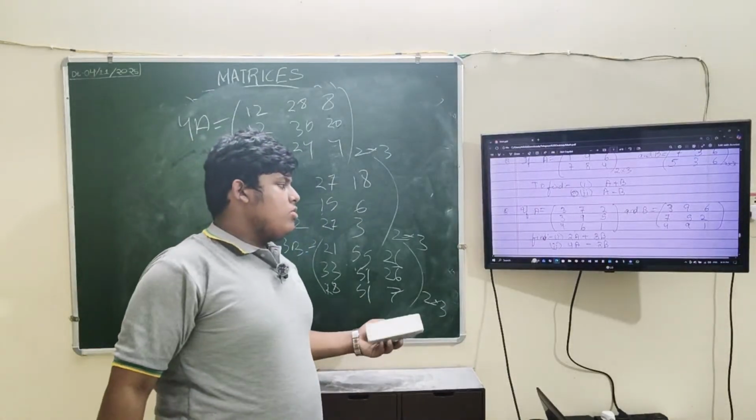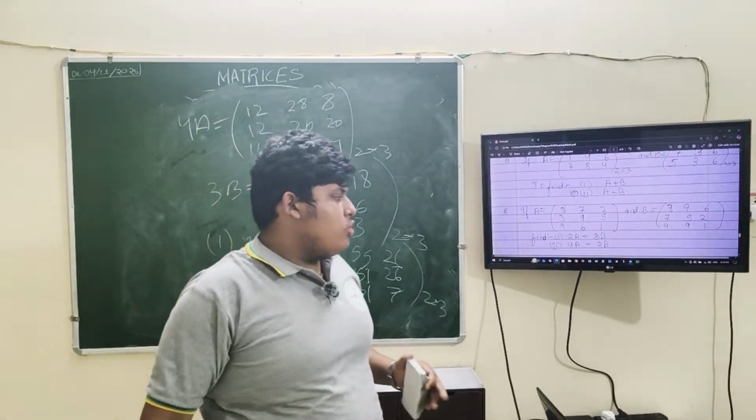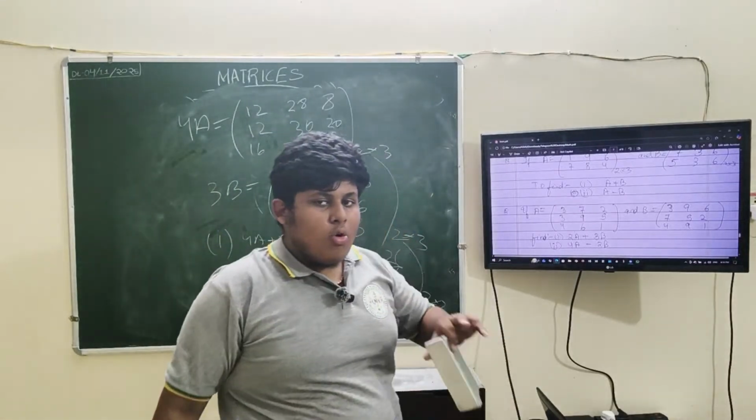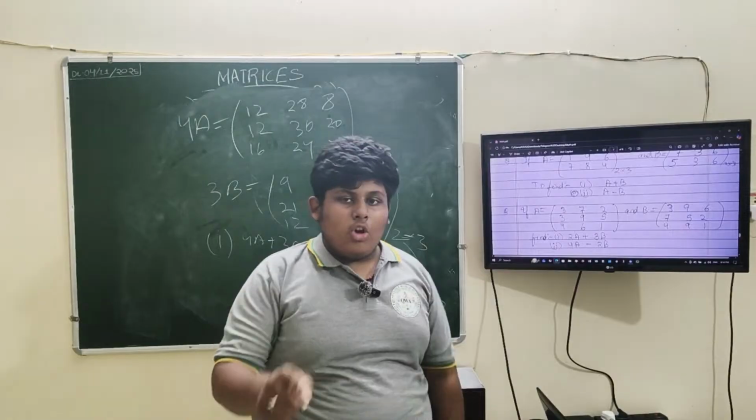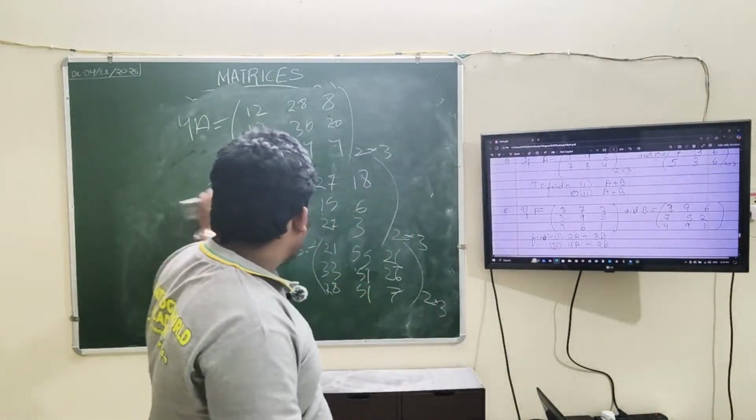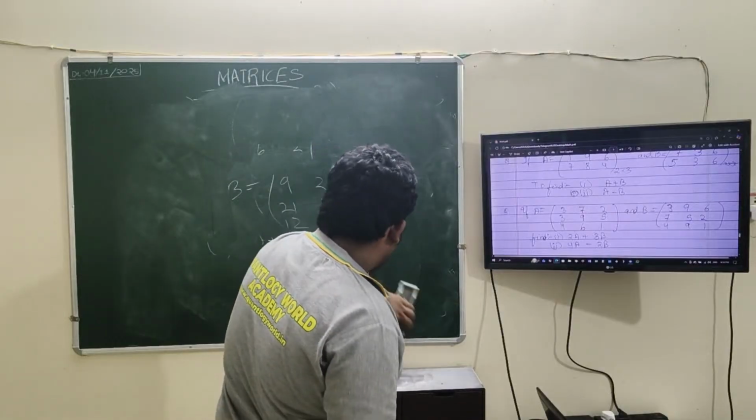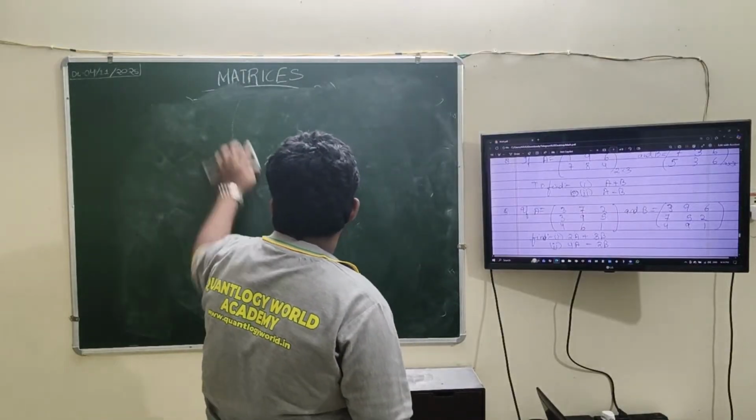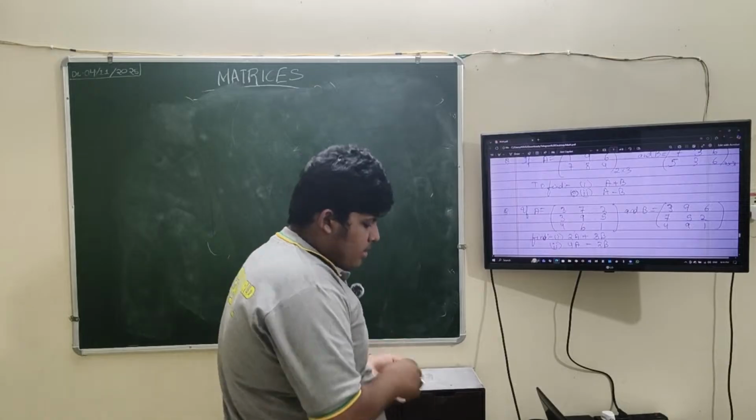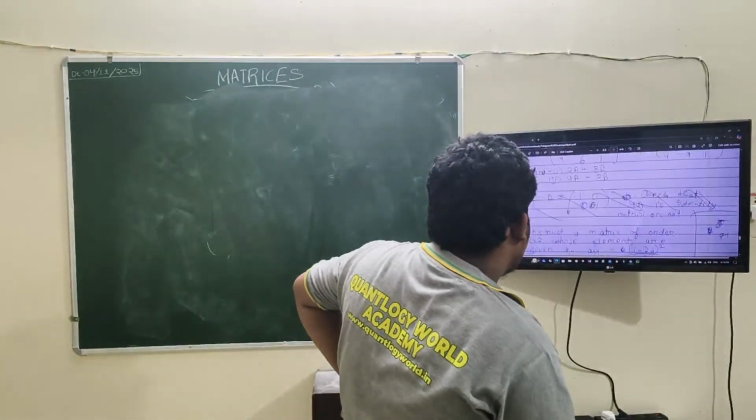The next bit is to find 4A minus 2B, which is your task. You will find out the answer and comment below. Next question, we'll move to the next question.